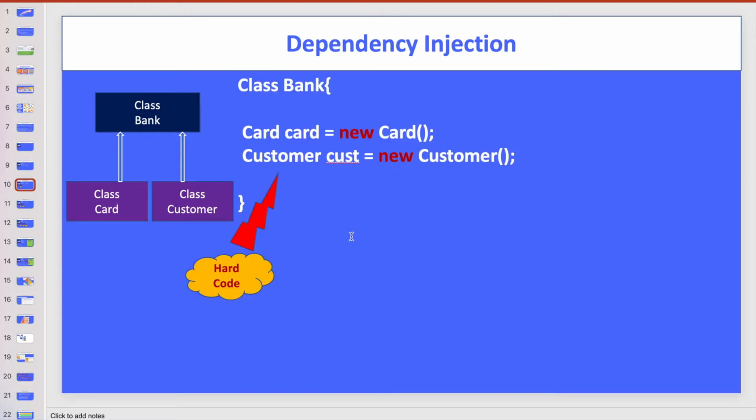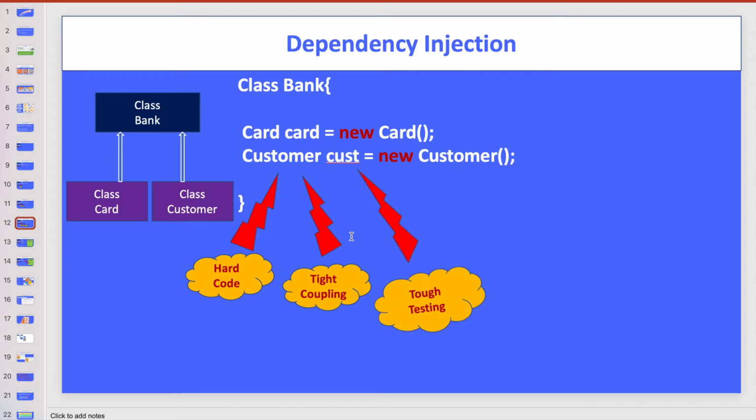It is hard coded, right? If you want to change tomorrow from one card to another card, you have to change the code here, stop your production, change the code, and create a new jar file. This is completely hard coded, and very tight coupling: whenever you change the customer, you have to change the bank also. And testing is tough, because you cannot test the card independently of the bank.